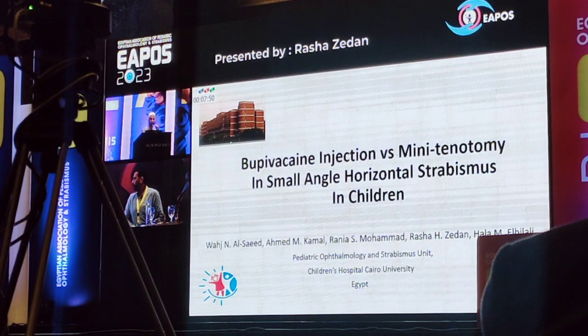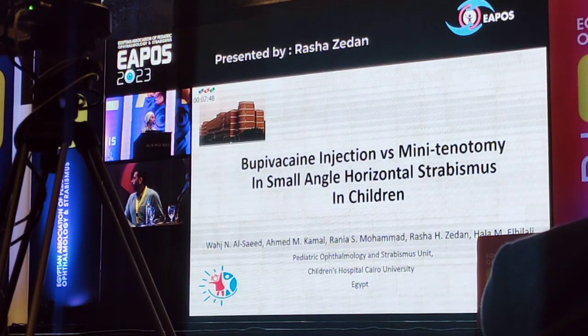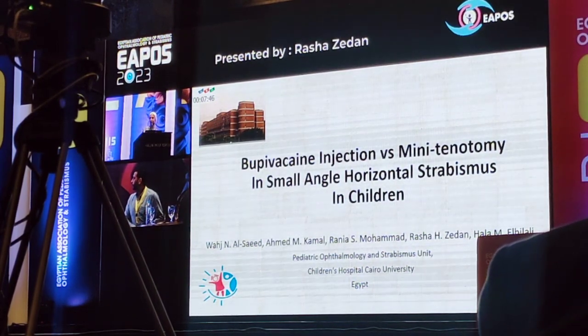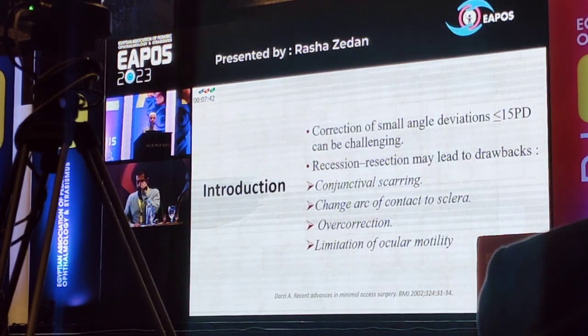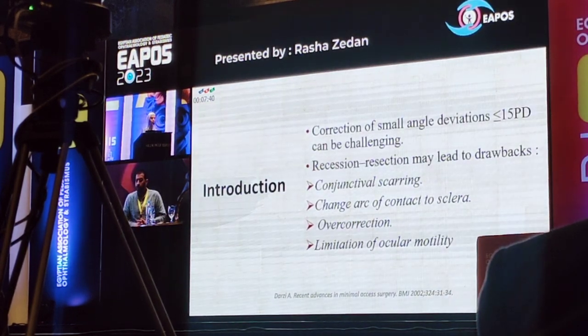We will be talking about bupivacaine injection versus mini tenotomy for small angle horizontal strabismus in children. That's on behalf of my dear colleagues and my dear professor, Dr. Helen Hillary. Correction of small angle deviations, less than 15 prism diopters, can be challenging.